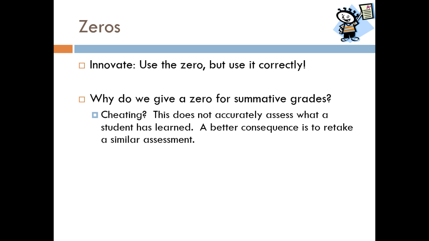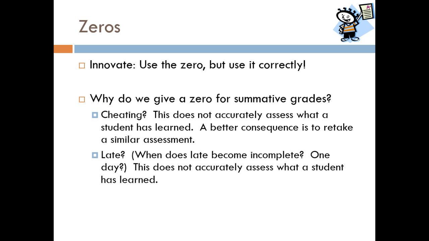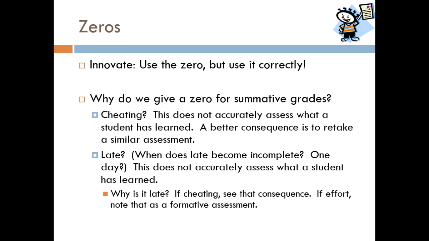What if it's for cheating? Well, no. If they're cheating, that doesn't actually represent their content mastery. So I'm not going to give them a zero for cheating. Instead, they're going to come in and retake a similar assessment. Is it late? I'm not going to give them a zero for being late because that doesn't demonstrate content mastery. Instead, that demonstrates their lateness. So I'm going to actually assess what's there and then make a note of it being late. But as I said, we can avoid late grades in the first place anyway, for the most part.